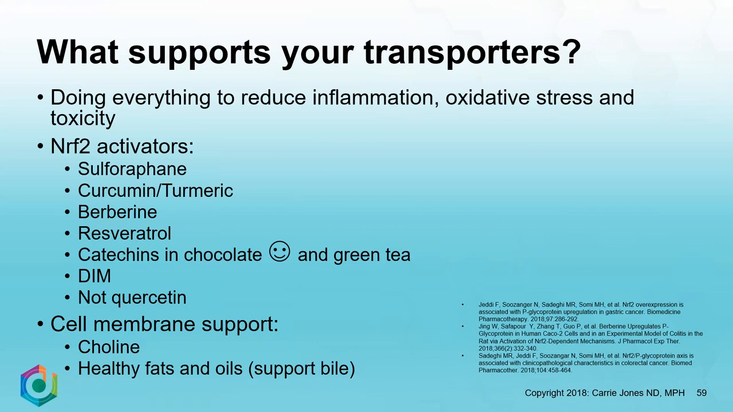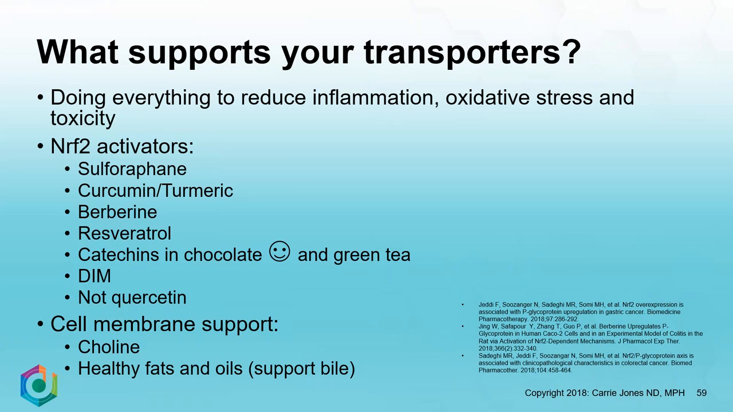So what can you do to support your transporters? Obviously, doing everything and anything to reduce inflammation, oxidative stress, and toxicity, and help support NRF2, which we've been talking about. So there's your sulforaphane, your curcumin or turmeric, berberine, resveratrol, the catechins in chocolate. Of course, the darker the better. I think dark chocolate is medicinal. Green tea, DIM, which we talked about initially, and not quercetin. Sorry. Now, quercetin is good for lots of other things, like I said, but we be careful with the transporters.